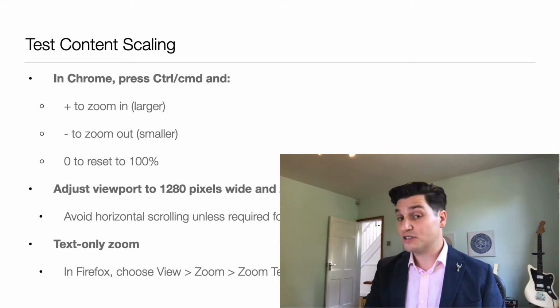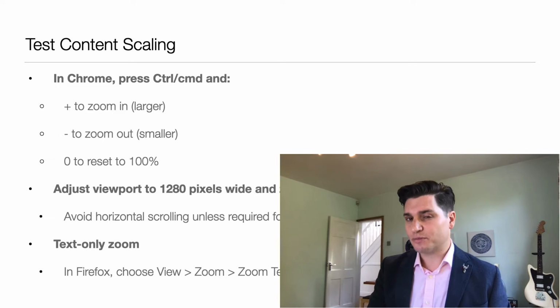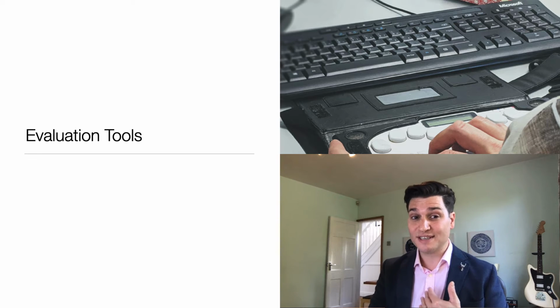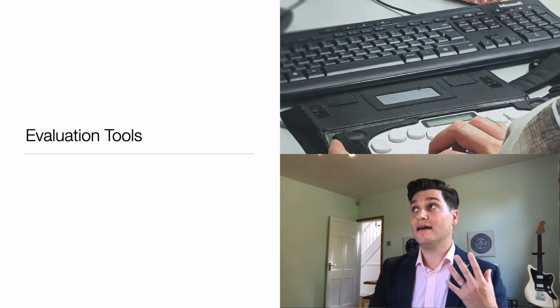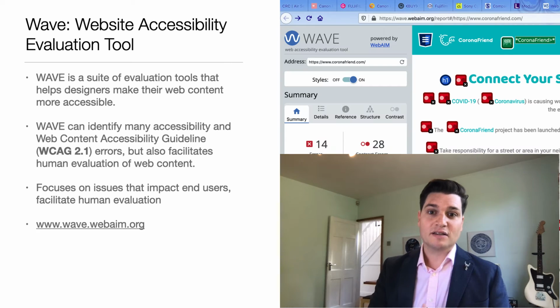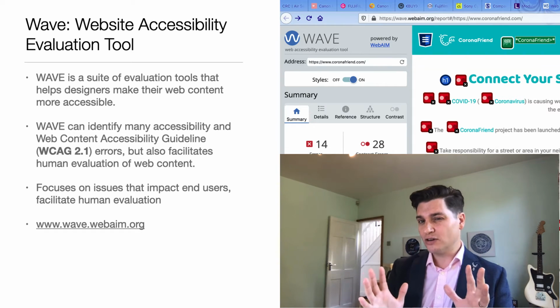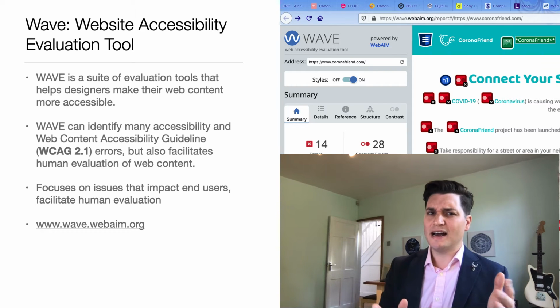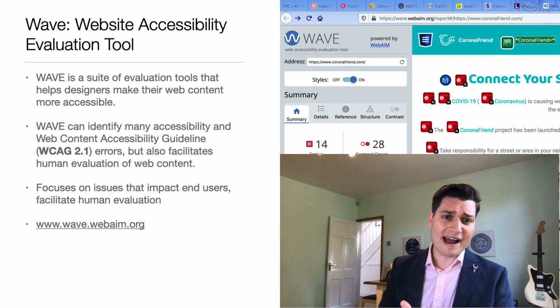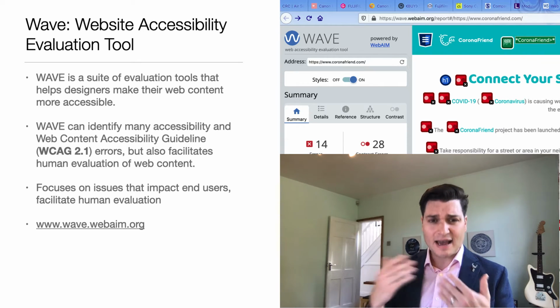Now, manual stuff is great, but you're probably going to want to have some tools to help you out. So I'm going to show you a few navigation tools which I use in my assessments, and they really help. It makes accessibility evaluation almost too easy. The first is WAVE. That's the Web Accessibility Evaluation Tool. It's a suite of evaluation tools that help designers make web content more accessible. I'm going to focus on the main content, but it really is worth your time looking at wave.webaim.org. Have a look around, download the plugins, and get comfy with it.